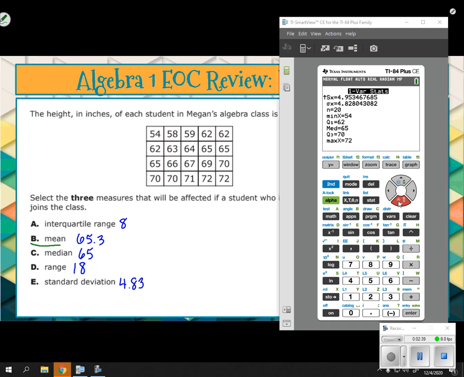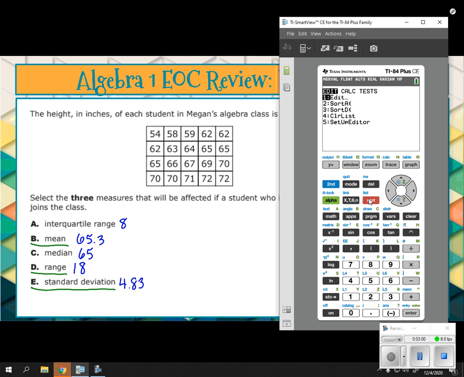Mean is sensitive to outliers. Range is going to be sensitive to outliers because it's dealing with the things on the end. Standard deviation is also going to be sensitive to outliers. So in my mind, those are the three that I expect to change. The rest, not 100% sure.